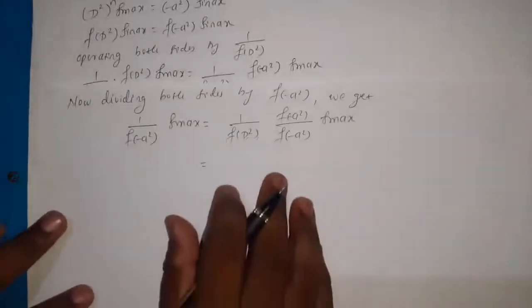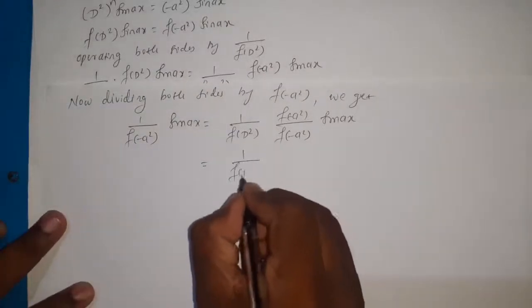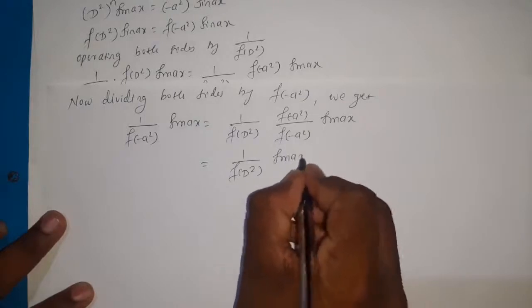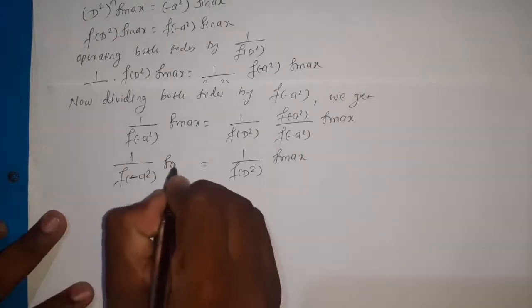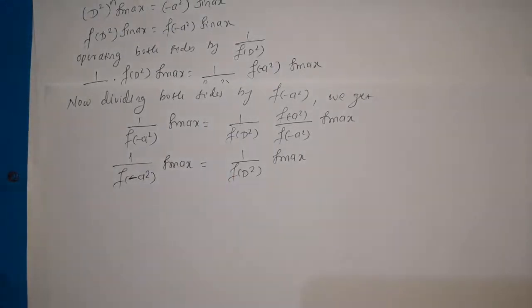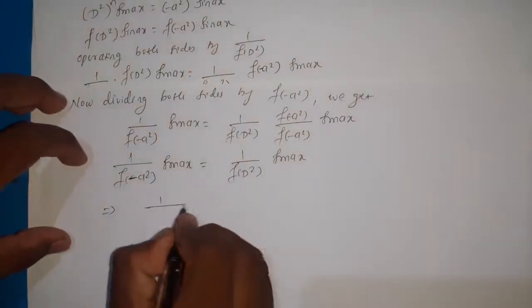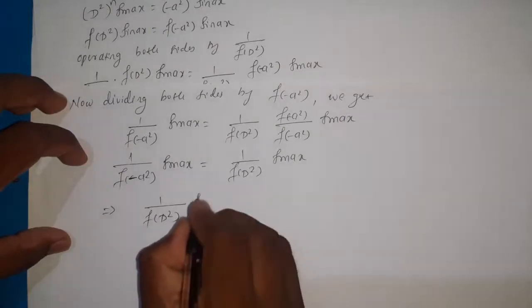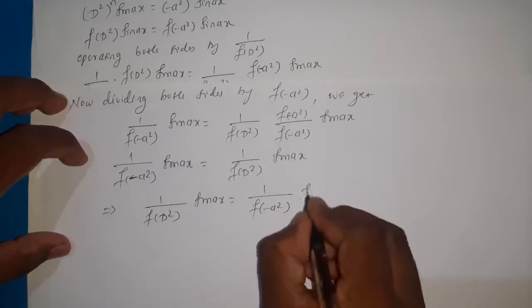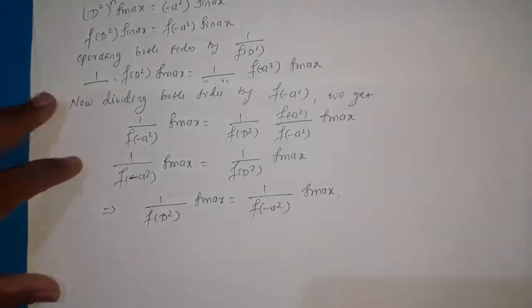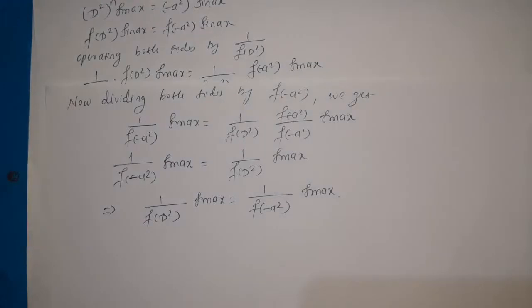So therefore this becomes 1 divided by f of D square sin ax is equal to 1 by f of minus a square sin ax. So here we have operated, or we have divided, by f of minus a square. Therefore it implies that 1 by f of D square sin ax equals 1 by f of minus a square sin ax, which is the required result.